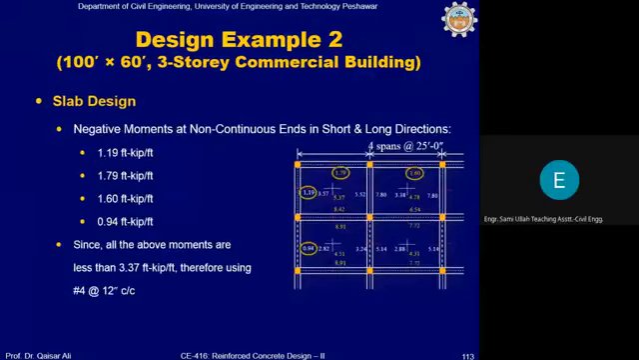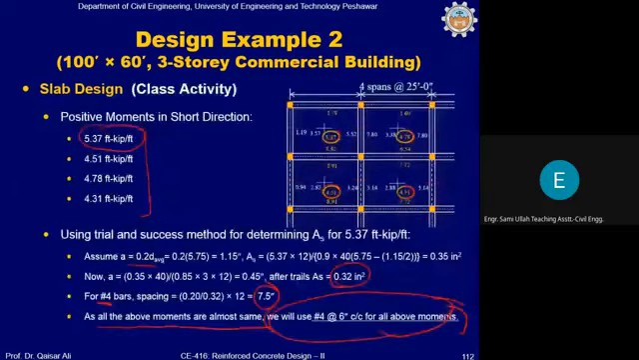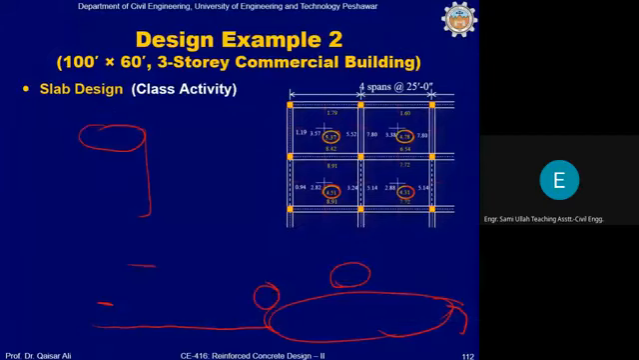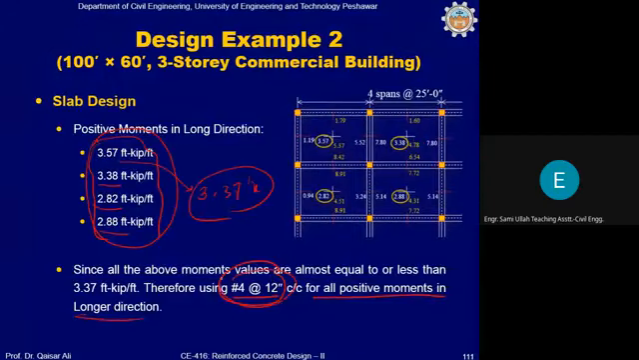Now coming to the negative moments at the discontinuous end. इसका क्या मतलब है? इसका मतलब ये है कि in the bottom you will provide number 4 at 6 inch along the shorter direction and number 4 at 12 inch along the longer direction. Clear? So this along the shorter direction will be number 4 at 6 inch.